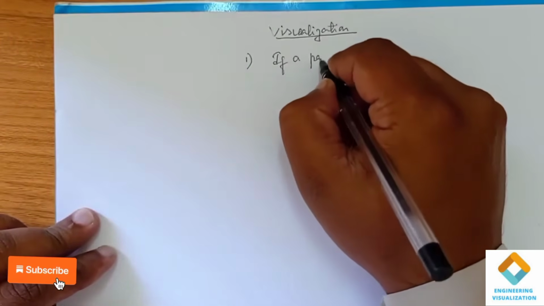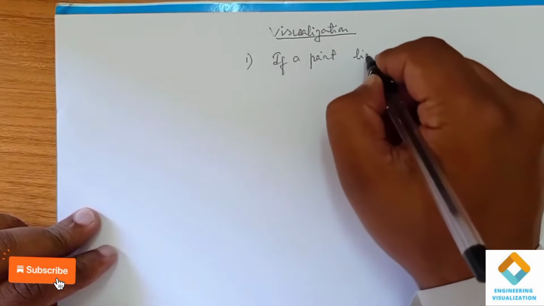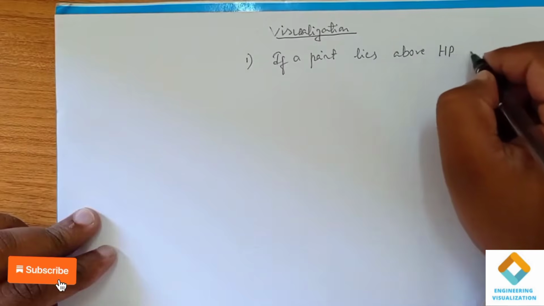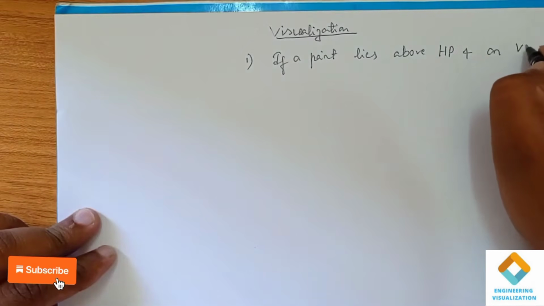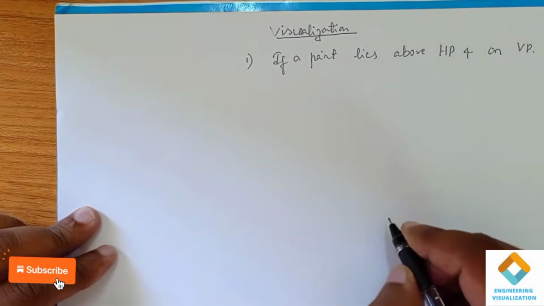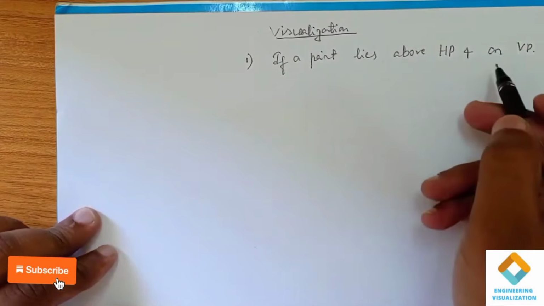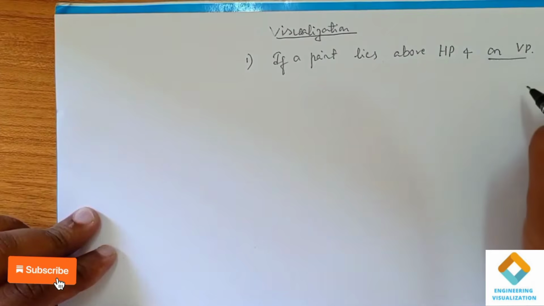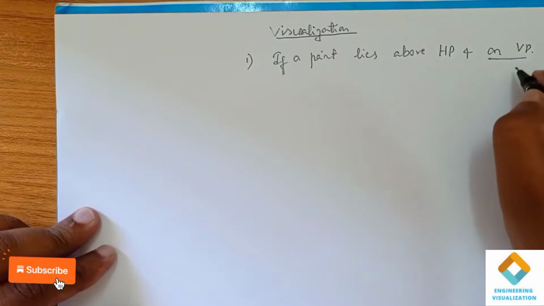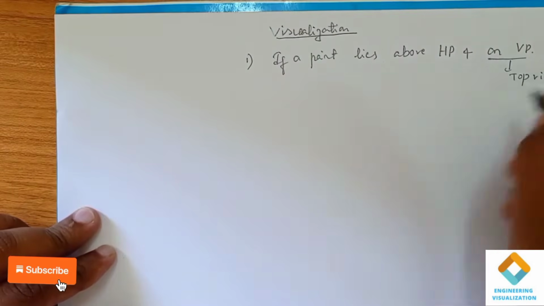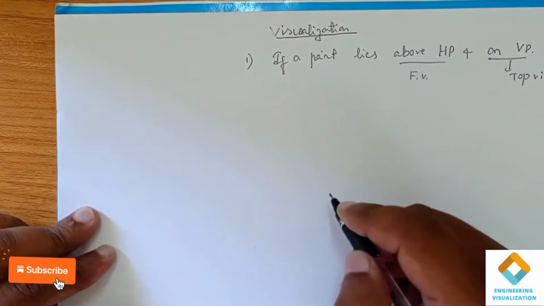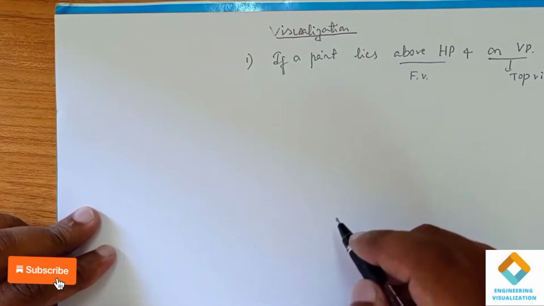If a point lies above HP and on VP, you will be hearing this word "on VP" for the first time. So remember, on VP means it is a top view. Above HP means we know that it is a front view. So we need to find out where the front view is lying.